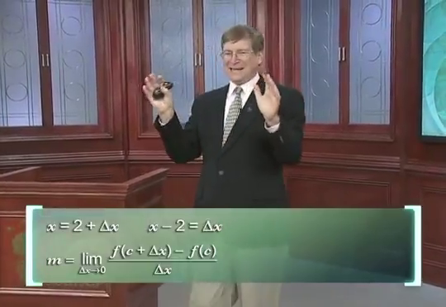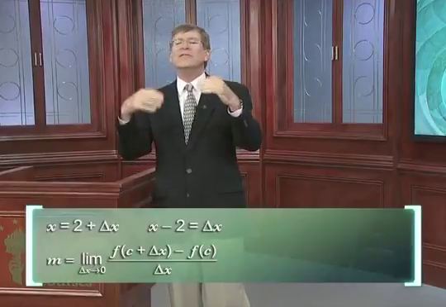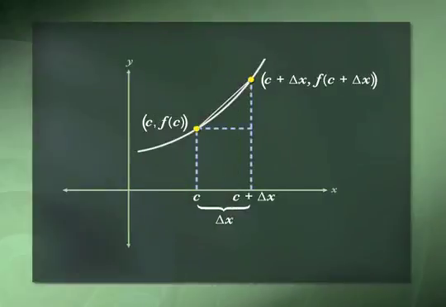Hey, don't panic here. It's the same concept. There's no difference here except in the notation. Here's the picture. Our point was (c, f of c), and the neighboring point is (c plus delta x, f of c plus delta x). Notice on the x-axis you have the point c, and then the neighboring point is c plus delta x. As delta x goes to 0, that point motors down towards c.